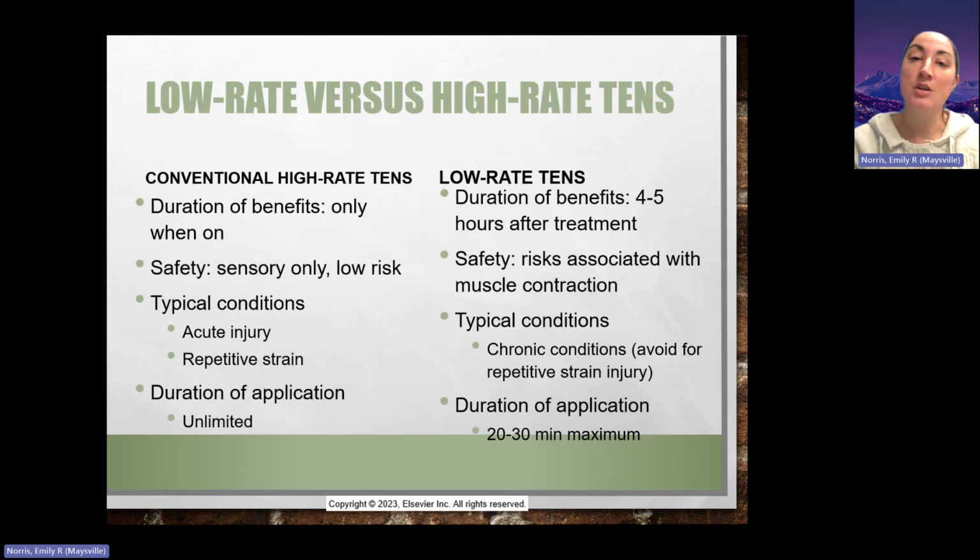With conventional TENS, you can use it up to 24 hours a day if you want to, versus the low rate TENS, you do not want to have a duration of more than 30 minutes to avoid delayed onset muscle soreness.